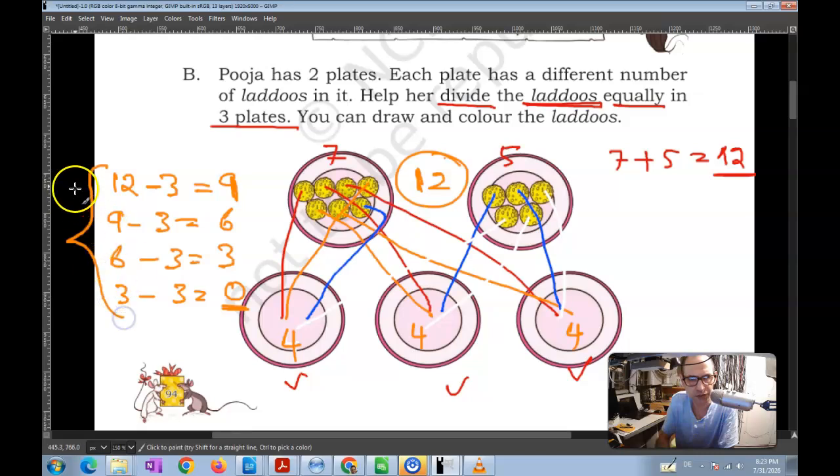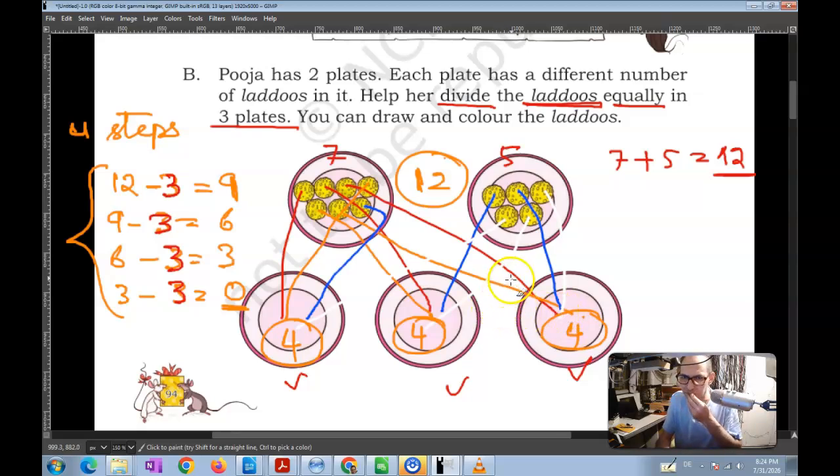Now here again we went through 4 steps, which goes with the number of objects that each group got. And the number that you're subtracting, 3, 3, 3, is constant, and that refers to the number of groups that we had, right? And that's basically it, right?